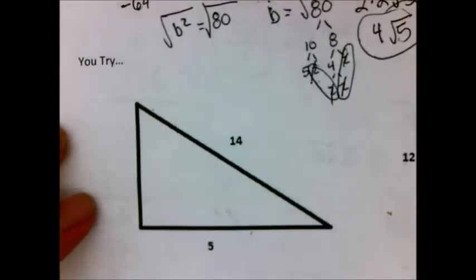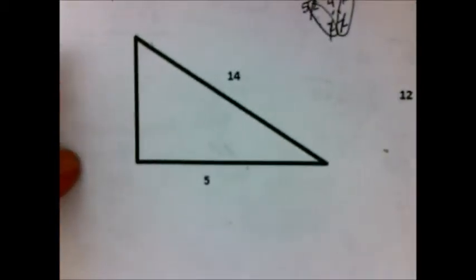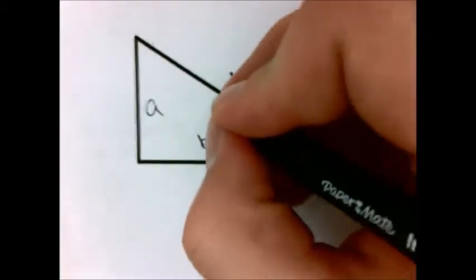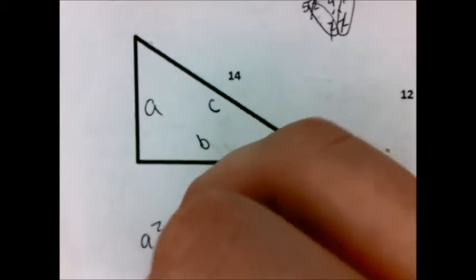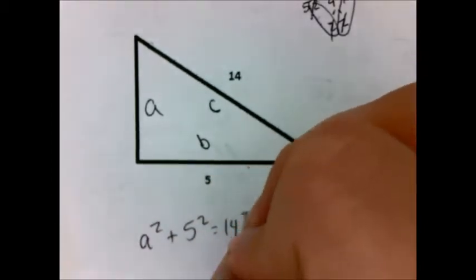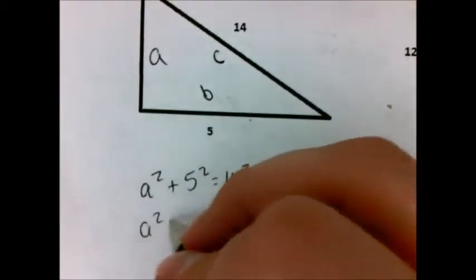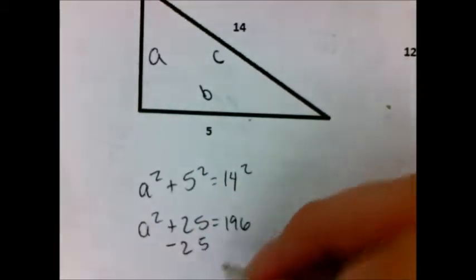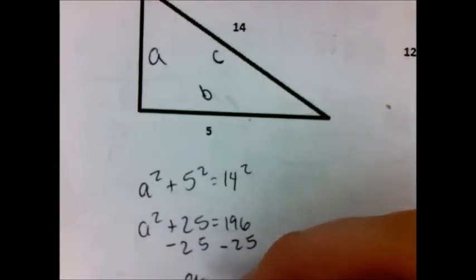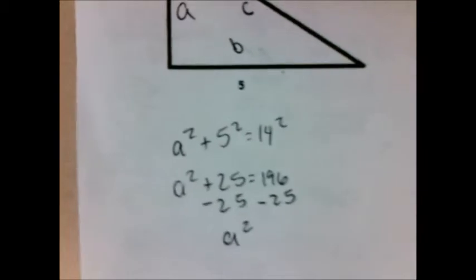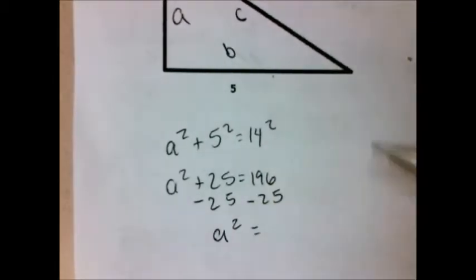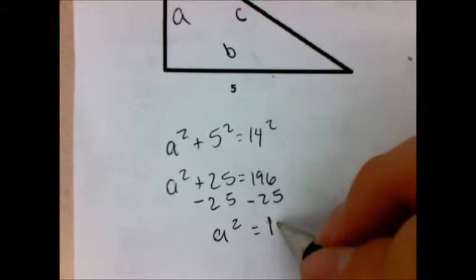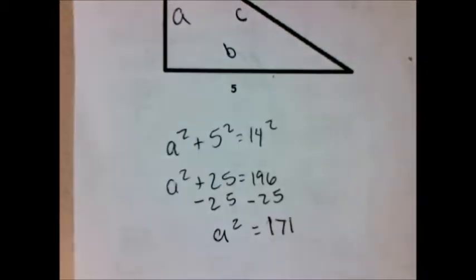Alright, last but not least, I'm going to try the two of these. You try real fast because students are about to walk out. Alright, so we know A, we know B, we know C. So A squared plus 5 squared equals 14 squared. So that means that A squared plus 25 equals 196. Subtract 25 from both sides. You should get A squared equals 171.